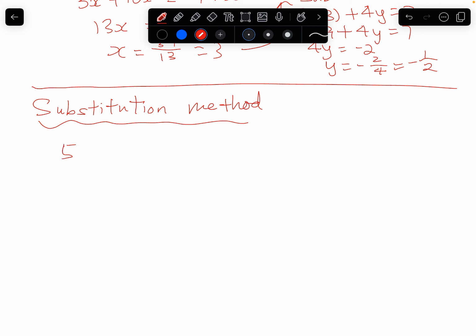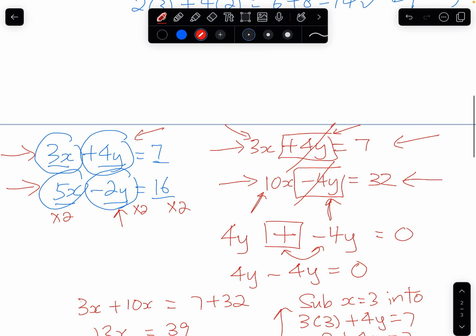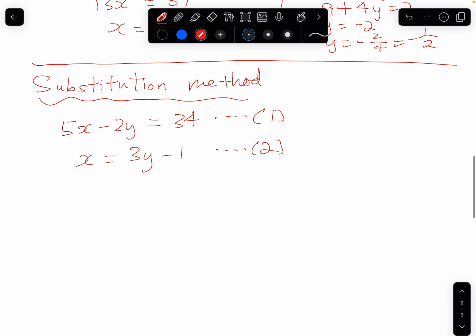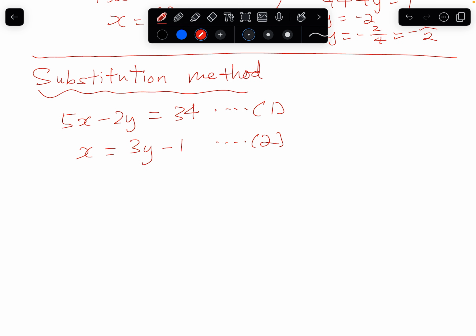So if I have 5x minus 2y, for instance, equal to 34, and I have x equal to 3y minus 1. Now what I could do as well, if I want to do the substitution method, is, if this is called equation 1 and this is called equation 2, now they look quite different from the elimination method, because the x and y in the previous examples tend to be on the same side of the equation. But if you look at the substitution method, the x and y happen to be on different sides of the equation.